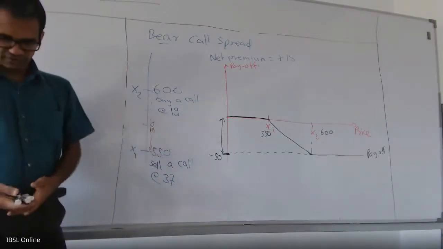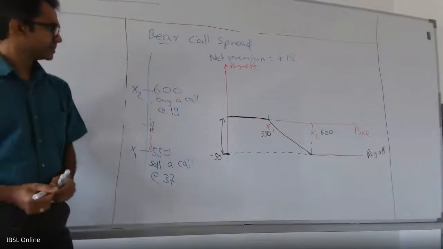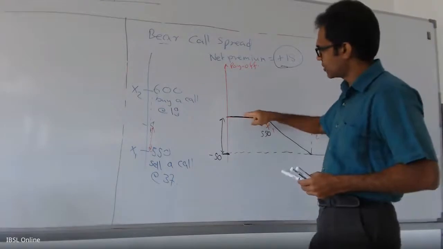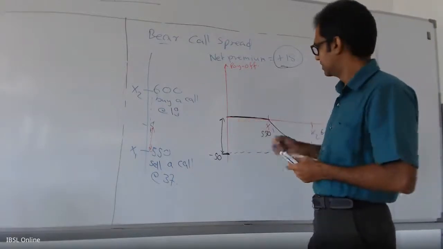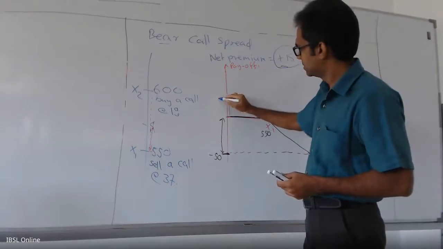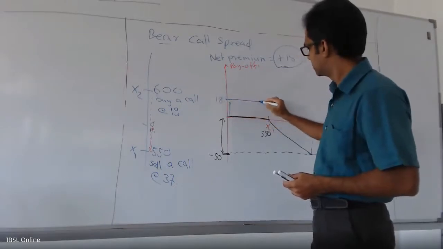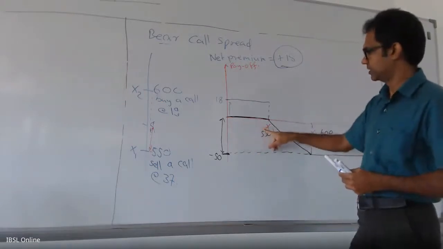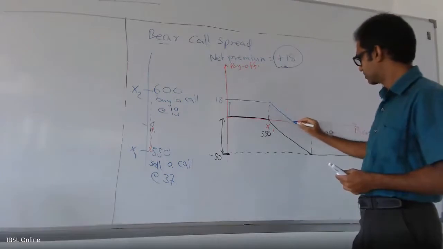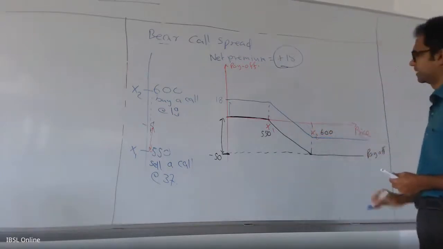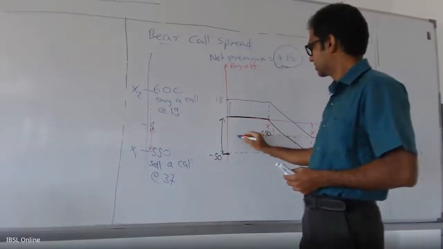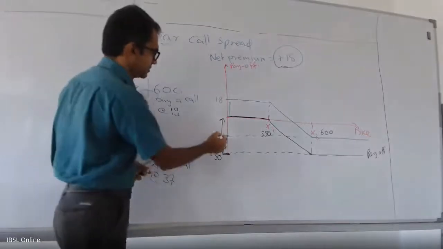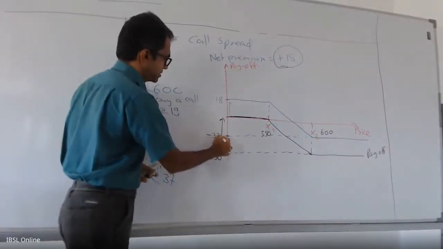This is just the payoff. What's the profit? The premium you have collected, so you have to add it. Then this will go up by 80. So you will collect 80 during this period. Then it will go down and remain flat. What is this? 50 minus 80. This will be minus 30.